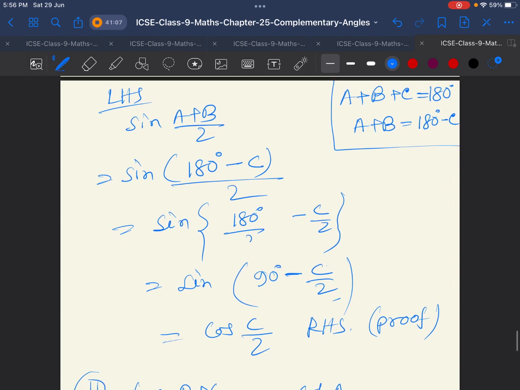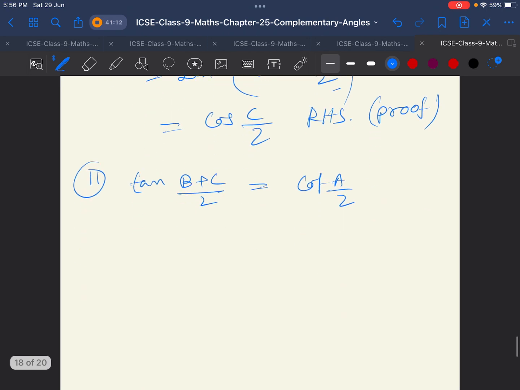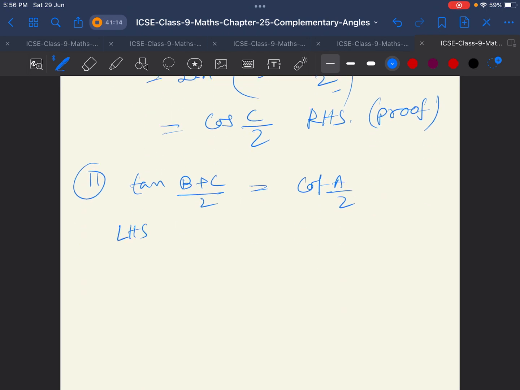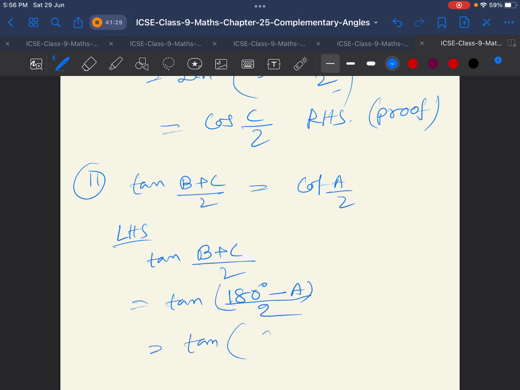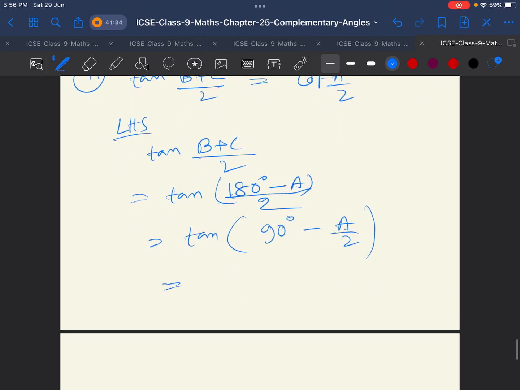So b plus c equals 180 minus a, you can write here. Now the left hand side is tan of (b plus c) by 2, so you can write tan of (180 minus a) by 2. This is tan of (90 minus a by 2), so we can write cot of a by 2. This is the right hand side. Proved.